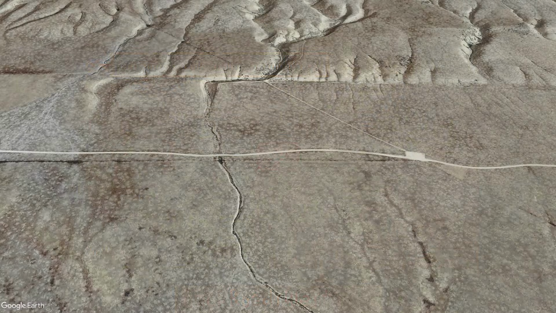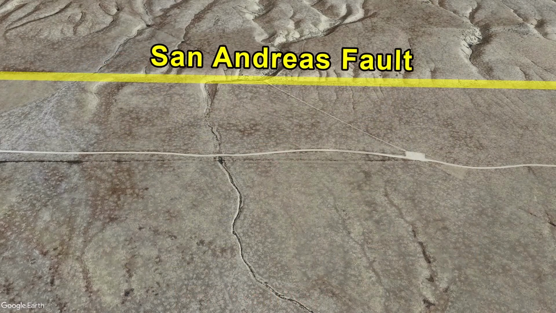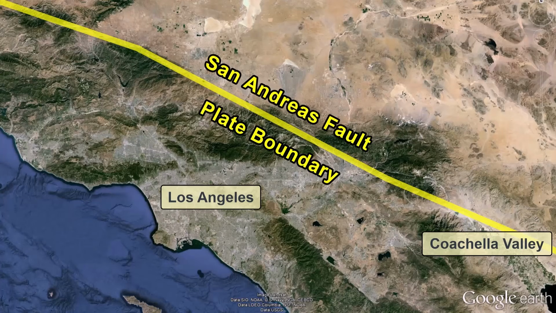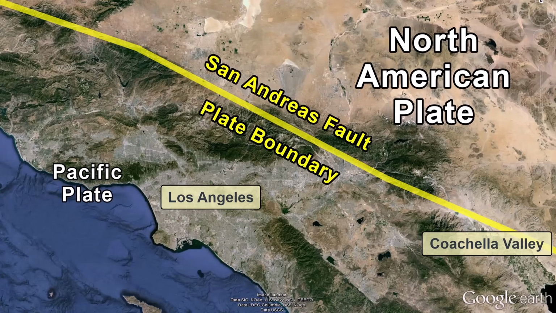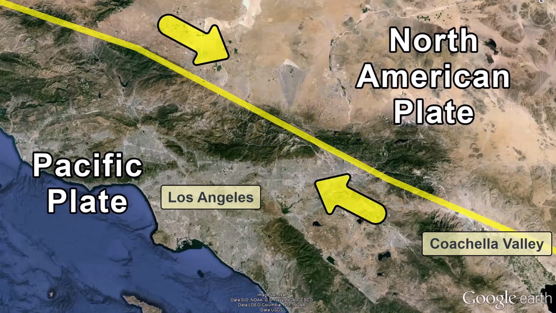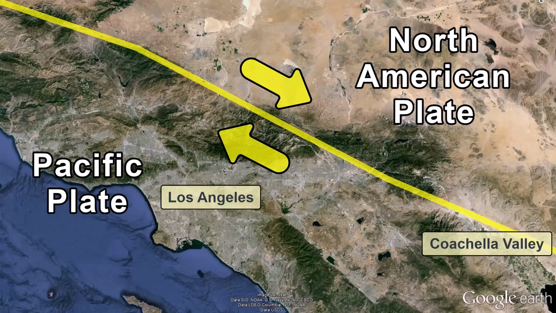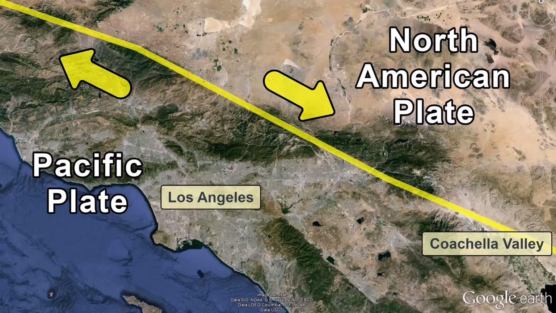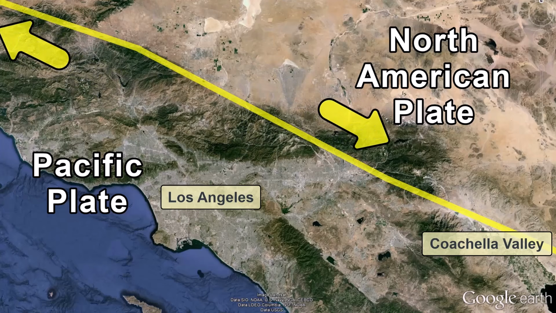It's important to recognize that the San Andreas Fault is not just a fault. It's also a plate boundary between the North American and Pacific plates. Both plates are sliding past each other, with the Pacific plate heading in a northwestern direction and at a faster speed than the North American plate, which is going the opposite direction and moving much slower.